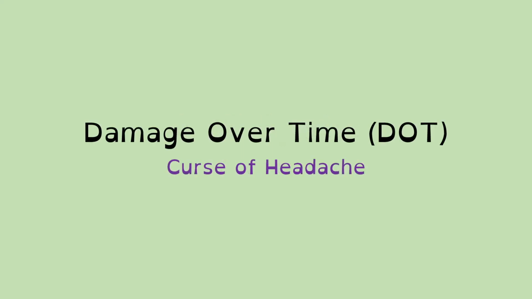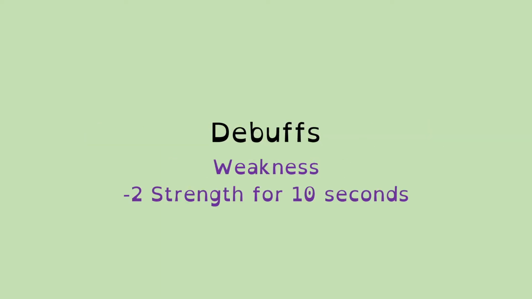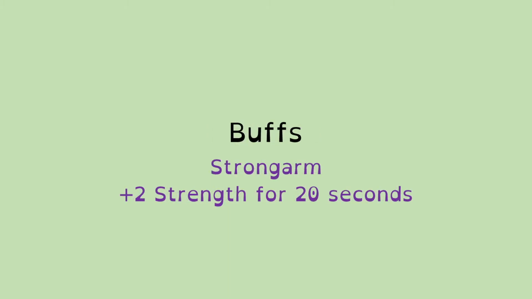You might have damage over time, so something like a curse that you can cast on an enemy. I've got here Curse of Headache, and it's usually a certain amount of damage over a fixed amount of time. Debuffs, so damage over time is kind of like a debuff, but any other effect that you can cast on somebody that you want to have a detrimental effect on. So here, my example is weakness, which is -2 strength for 10 seconds. Buffs is the opposite.